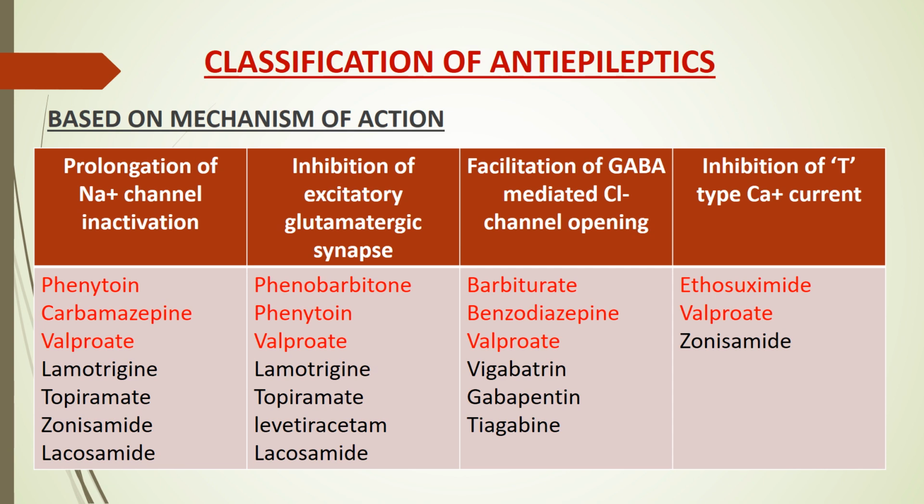The first one is prolongation of sodium channel inactivation. This mechanism is followed by phenytoin, carbamazepine, valproate, lamotrigine, topiramate, zonisamide, lacosamide. And the second is inhibition of the excitatory glutamatergic synapse, which includes phenytoin, valproate, barbiturate, lamotrigine, topiramate, levetiracetam, lacosamide. And the third mechanism is facilitation of the GABA-mediated chloride channel opening, which is followed by benzodiazepines, barbiturate, valproate, vigabatrin, gabapentin, and tiagabine. And inhibition of the T-type calcium current is followed by ethosuximide, valproate, as well as zonisamide.